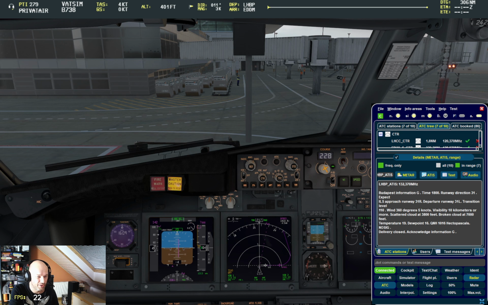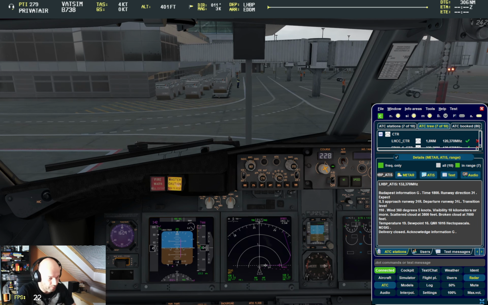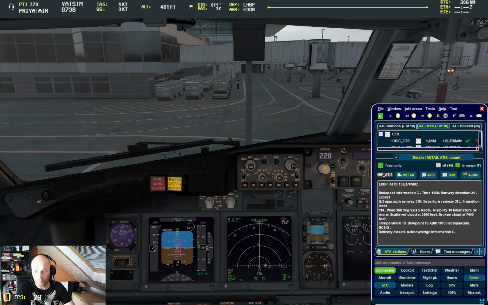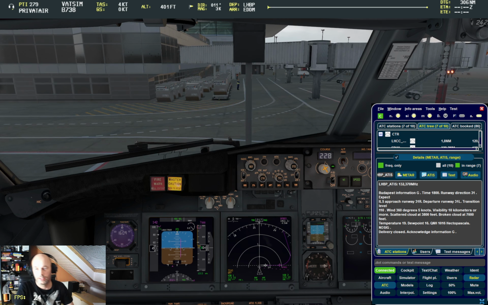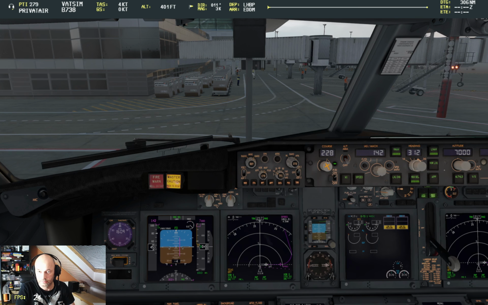Alright, so 7,000 feet set, runway heading is 310, maybe something like this. I still have to look it up. So, while we're waiting for this, I quickly, you can't see that, it's going to be on my secondary screen. Oh, I always get 1000 in the real world, all the time.